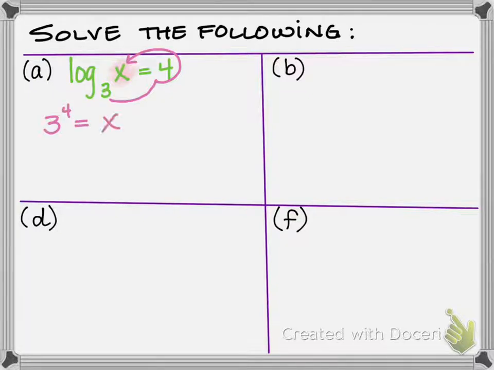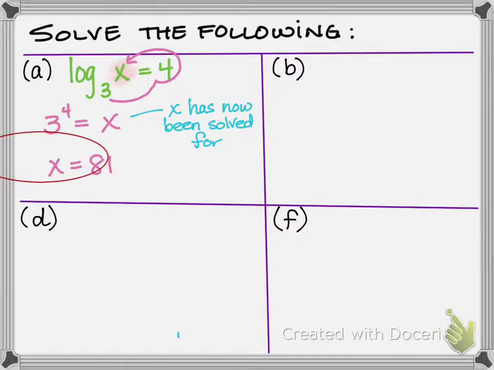So when I rewrite it, notice that right off the bat, my x has been solved for. See? Now that it is isolated, you can just simplify. 3 to the 4 means 3 times 3 times 3 times 3, and we know that ends up being 81. So that's my answer. Oops, that was not a very good circle. Let's try that again.